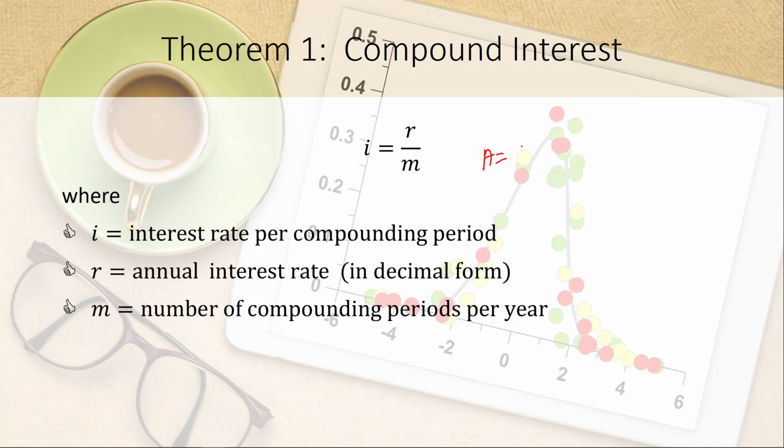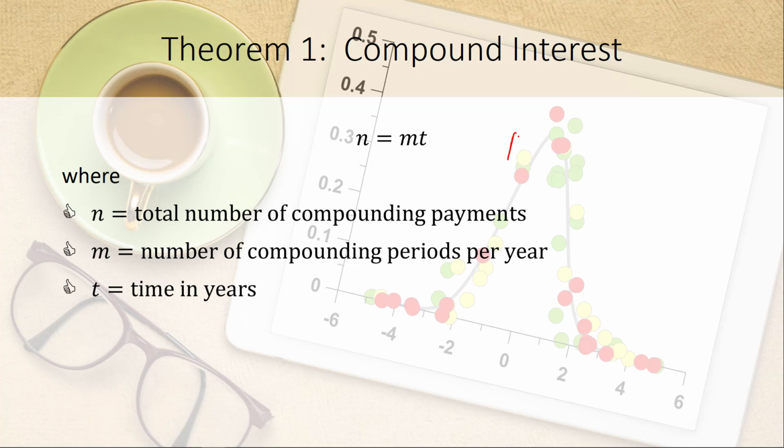A is equal to P times 1 plus I raised to the nth power. In this particular case, I is equal to R over M. I is what we call the interest rate per compounding period, and that will be your annual rate divided by your compounding frequency. And then finally, A is equal to P times 1 plus I raised to the nth power. N is your total number of compounding periods, which is the number of compounding periods per year, or your compounding frequency, times time.